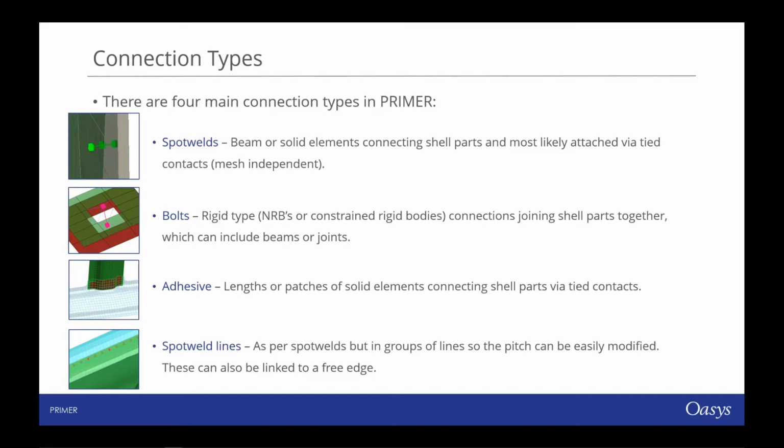And then you have spot weld lines. So these are similar in configuration to normal spot welds. The difference being that these are groups of spot weld lines, so you can easily do things like modify the pitch, and they can also be linked to a free edge. So for example, if your geometry isn't yet frozen and may be subject to change, if it does, then Primer will be able to update the spot weld line to follow the geometry and avoid you having to individually update the different connections of the spot weld.